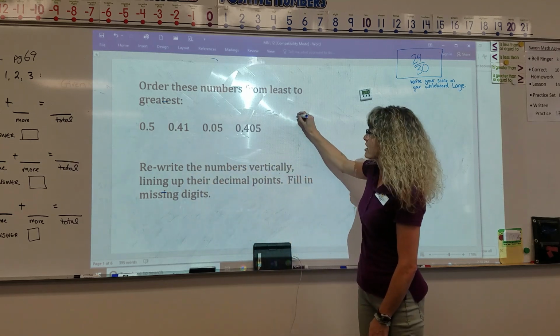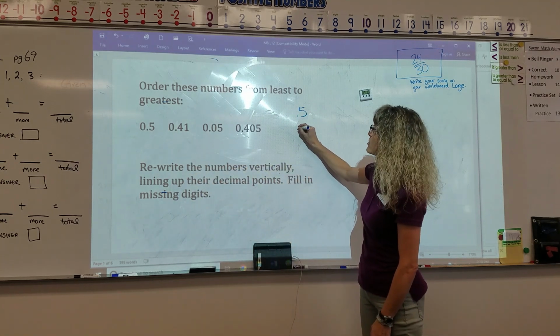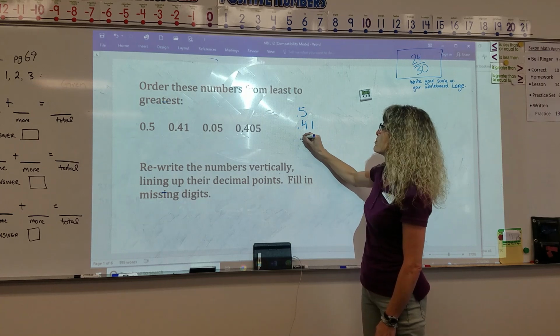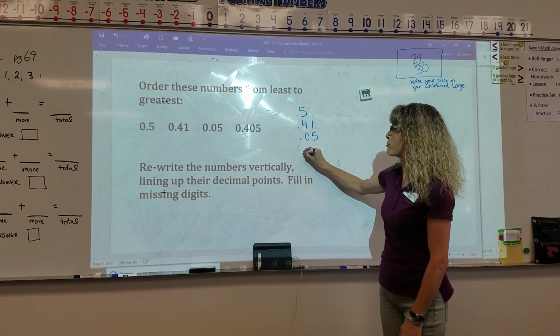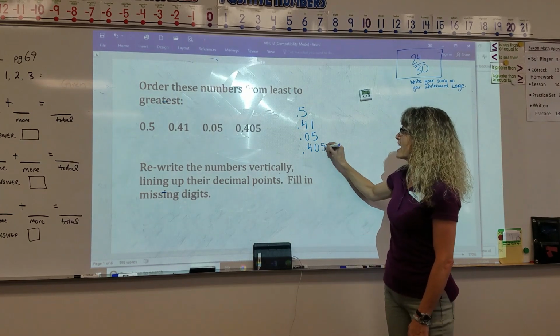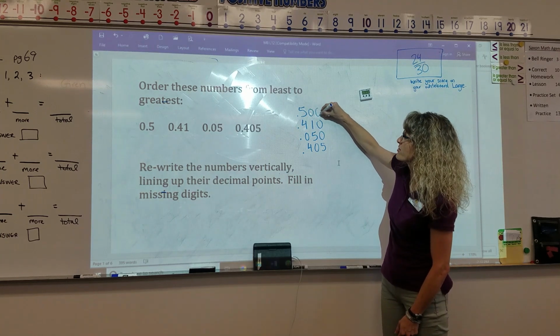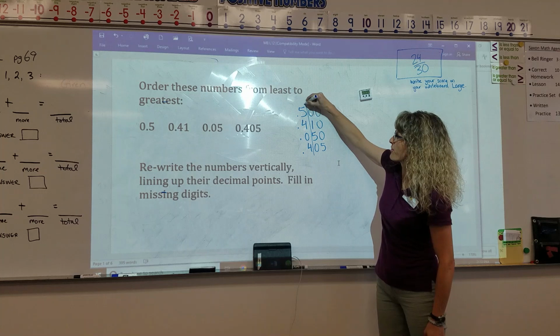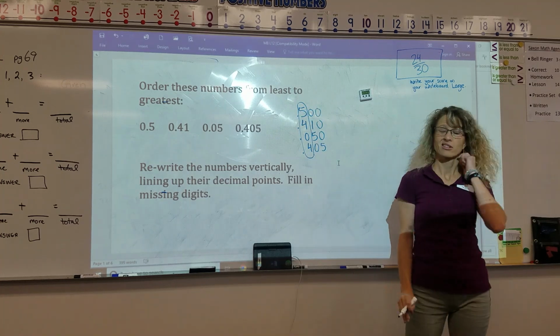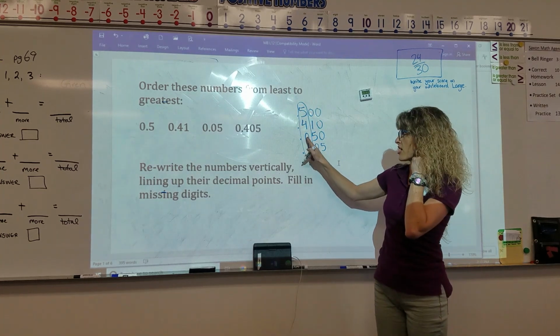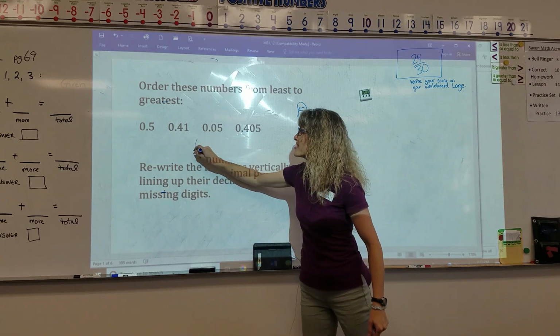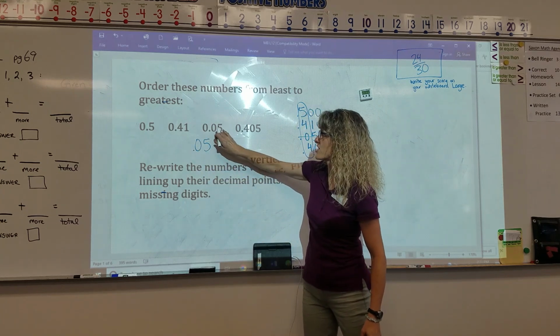So I'm going to stack them, 0.5, 0.41, 0.405. And now I'm going to put little fillers in to make them all have the same number of digits. Now I'm going to compare the first digit. So my smallest is obviously the 0.05. I'm going to write it in its original form.